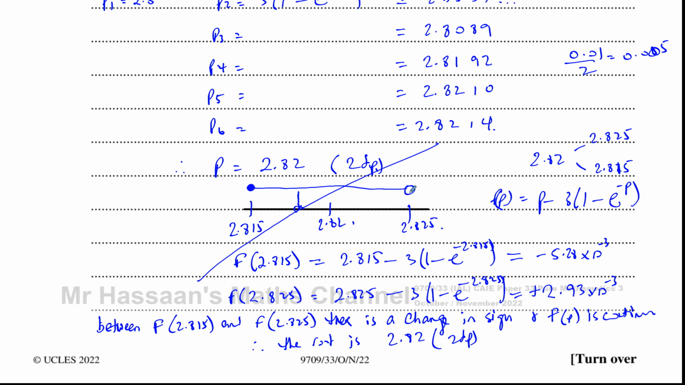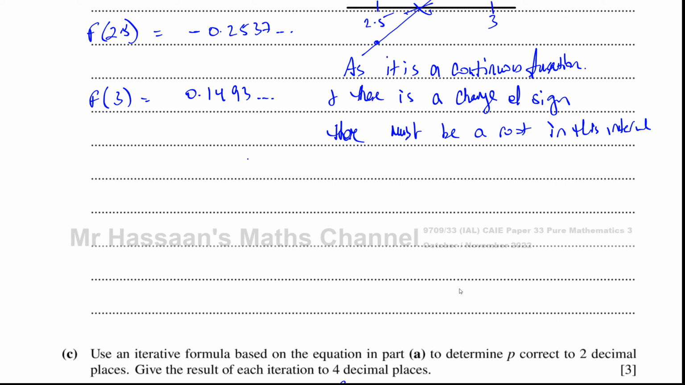Okay, anything that comes just before 2.825, remember upper bound means anything just less than, that's why I left that open. So anything just less than 2.825, like 2.824999, for example, and ranging from that all the way back to 2.815. If you round any number in that range, it will round to 2.82 to 2 decimal places. So as there's a change in sign between those two bounds, there must be a root somewhere between them, and the root must be 2.82 to 2 decimal places. So there's the answer to this question.